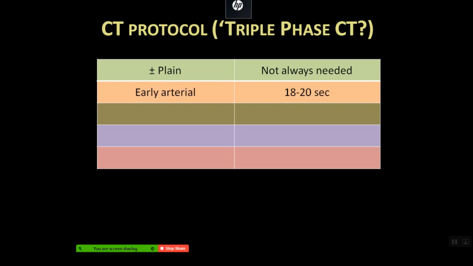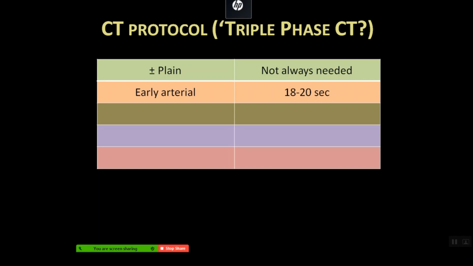Sometimes you may need it. Early arterial is the term, at 18 to 20 seconds. This is an angiographic sort of phase, when the contrast is in the vessels. So when do you really need an early arterial phase? When you need to look at vessels, not when you need to characterize a lesion.